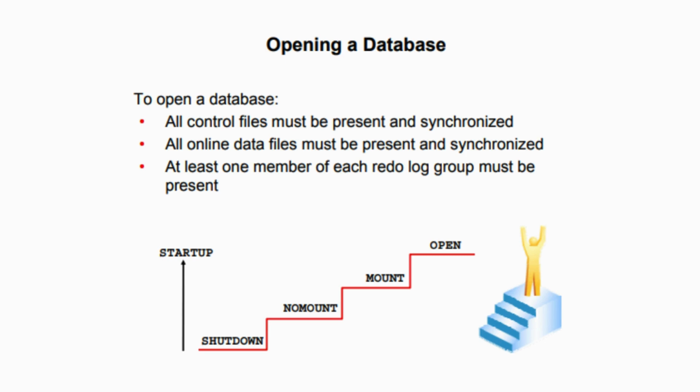Open. When the instance moves from the mount state to the open state, it does the following. Checks whether all redo log groups known to the control file have at least one member present. Any missing members are noted in the alert log. Verifies that all data files known to the control file are present unless they have been taken offline. Offline files are not checked until the administrator tries to bring them online.